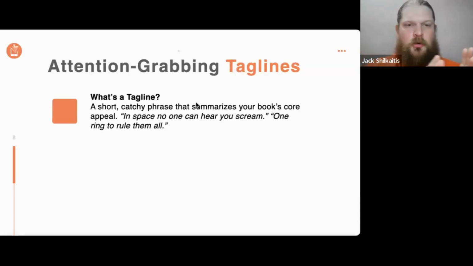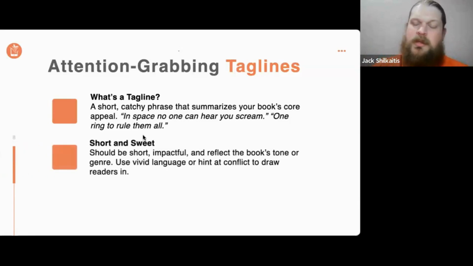So a tagline is even shorter than a blurb. It's like if you had only one sentence, that's your tagline. But they are really aiming at the same goal and trying to accomplish the same thing. So again, short and sweet. It needs to be impactful, reflect the book's tone, use vivid language, all the stuff that you've heard before. We want to hint at the conflict, right? I'm sounding like a broken record here on purpose. A lot of this, we're doing the same thing, just packaged differently.